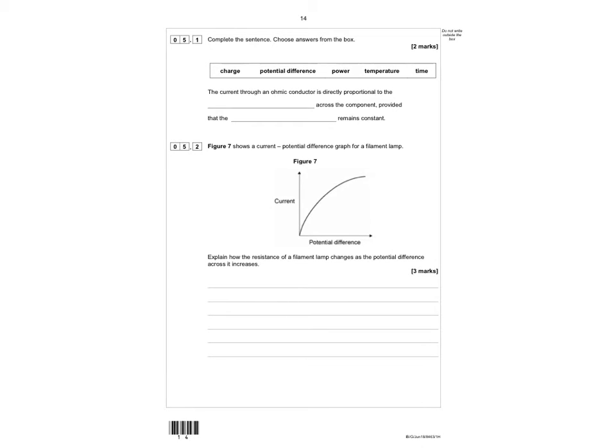Question 5.1. Complete the sentence. Choose answers from the box. So the current through an ohmic conductor is directly proportional to the something across the component, providing that the something remains constant. So let's just go through what we mean by ohmic conductor.